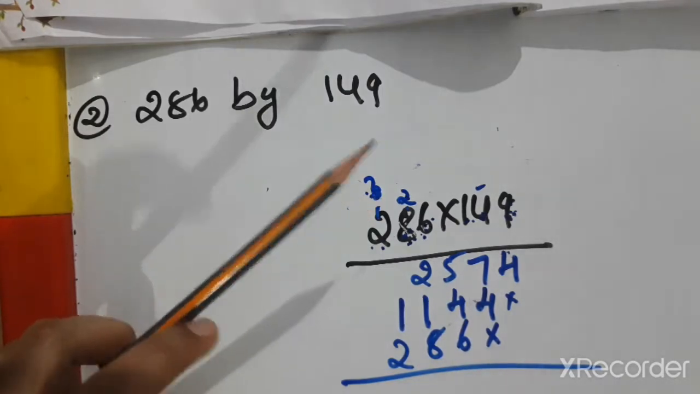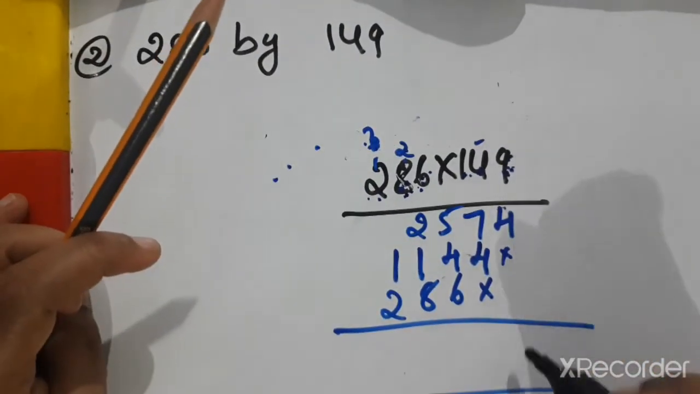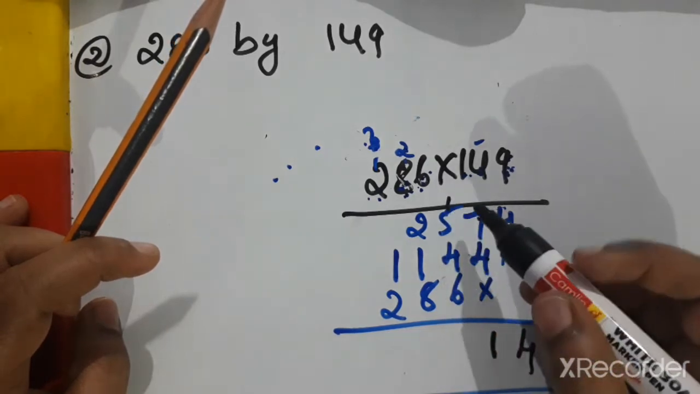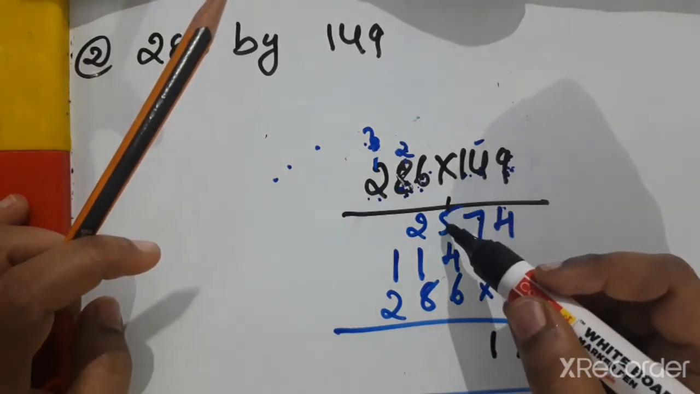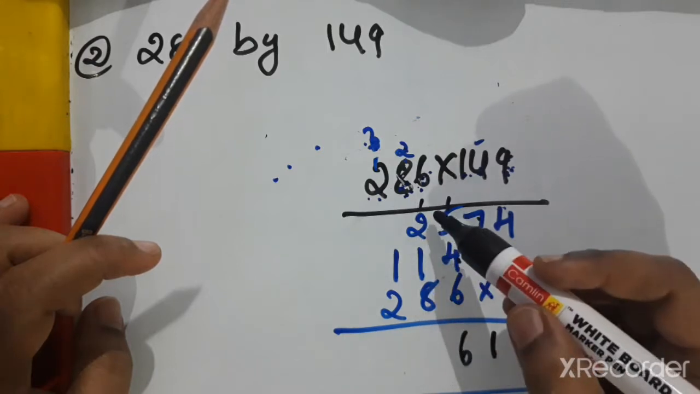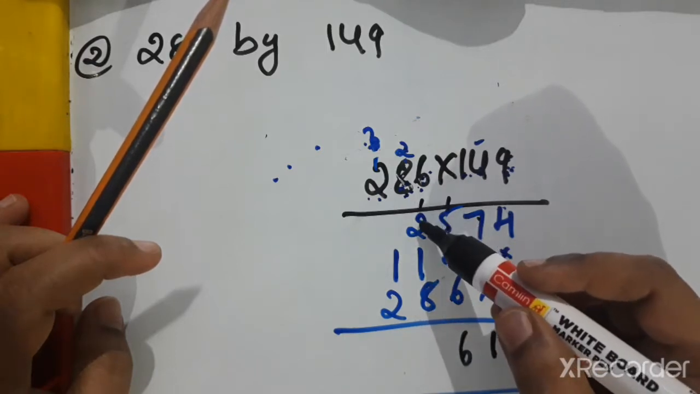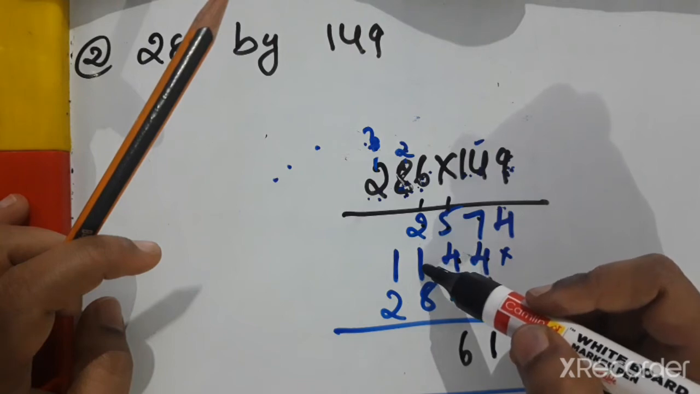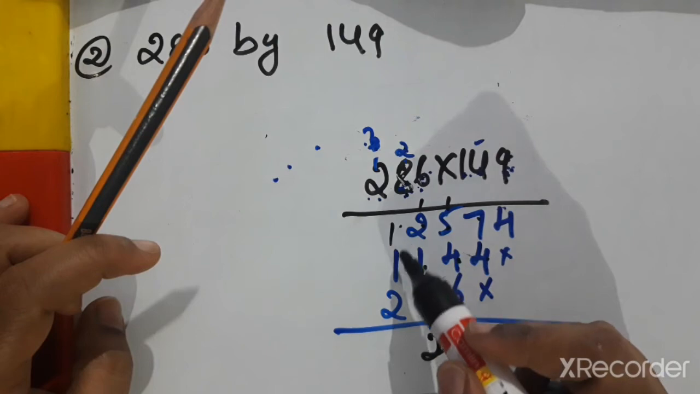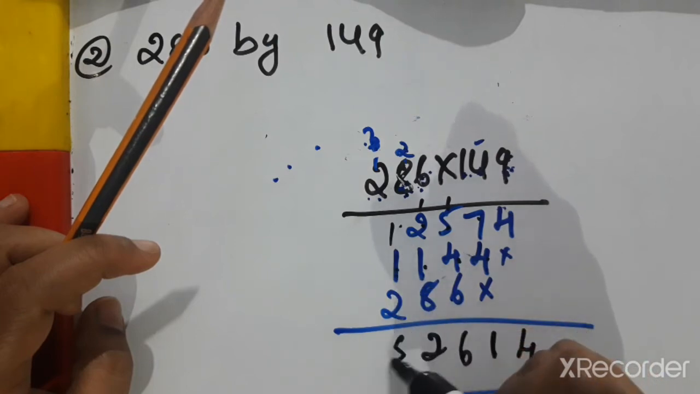Now add the total, children. 4 as it is. 7 plus 4 is 11. 1 here, 1 carry out to next place. Now 1 plus 5 is 6, 6 plus 4 is 10, 10 plus 6 is 16. So 6 here, 1 carry out to next place. Now 1 plus 2 is 3, 3 plus 1 is 4, 4 plus 8 is 12. 2 here, 1 carry out to next place. 1 plus 2 is 3, 3 plus 2 is 5.